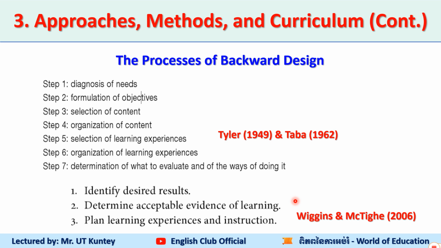You get it? So totally, these scholars give only the 3 steps. The first one, you have to consider the result, number 2, you have to consider the evidence of learning, and the last one, you have to plan any instruction. So these are the processes of backward design, depending on learning outcome or learning objective. Any questions? So please.